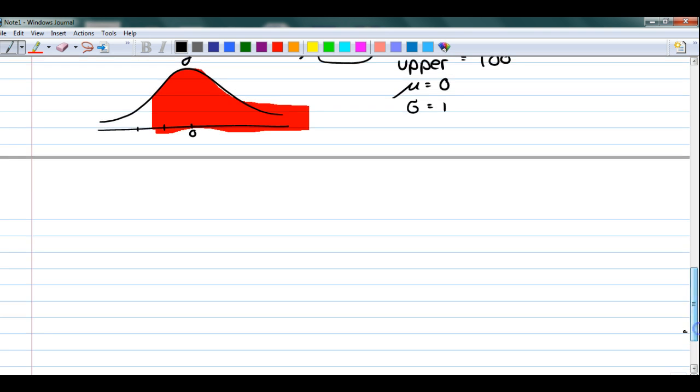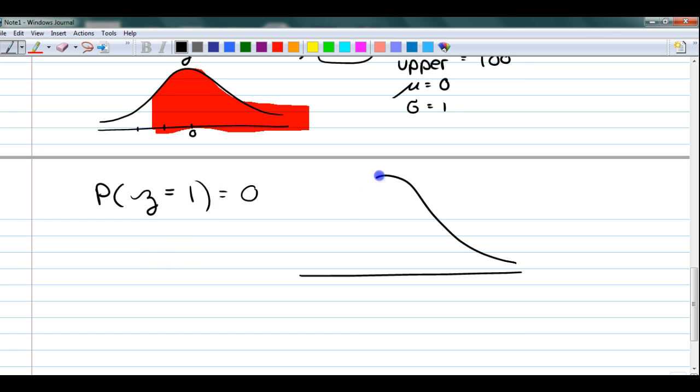I said normal doesn't care about or equal to. If I wanted to find the probability z equals 1, technically that's 0, because that's just that line that has no width to it.